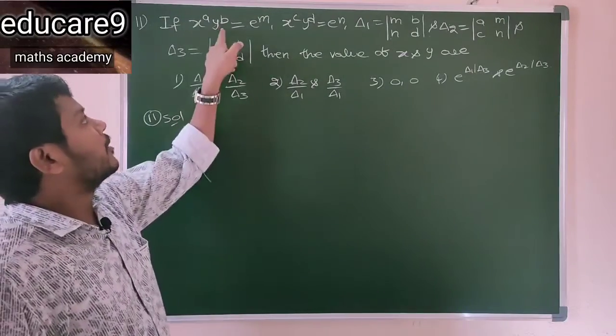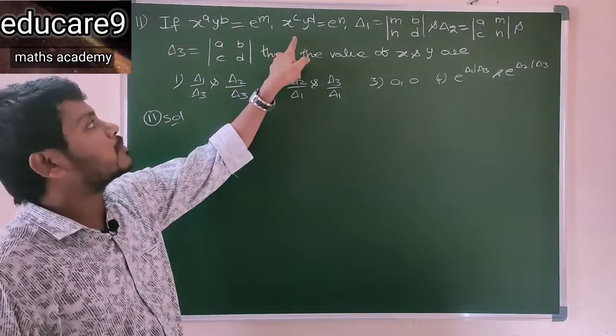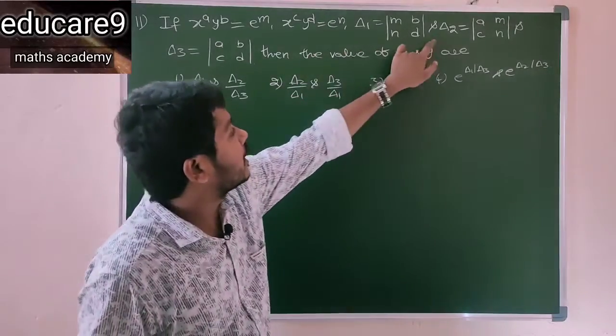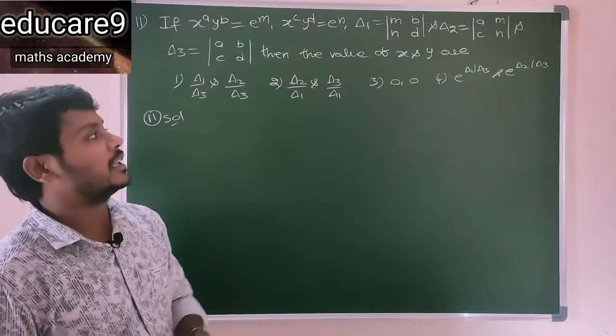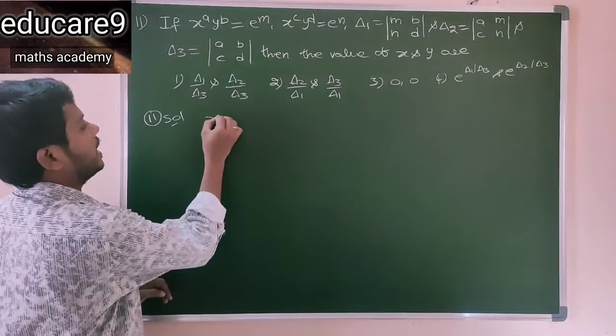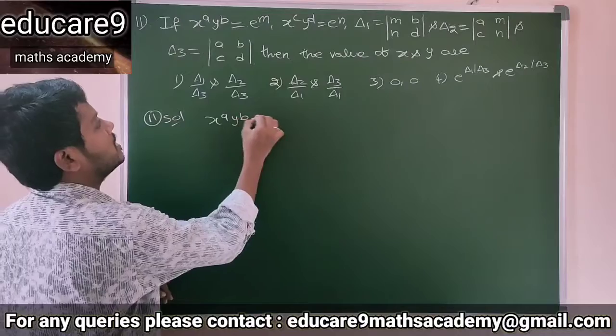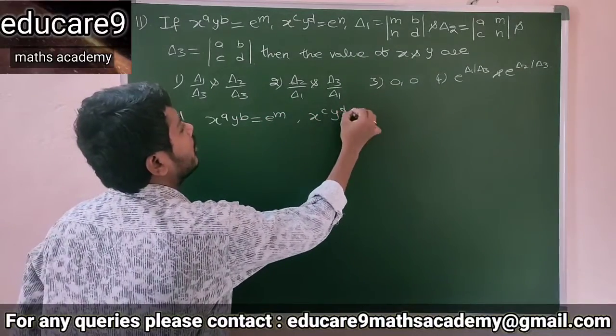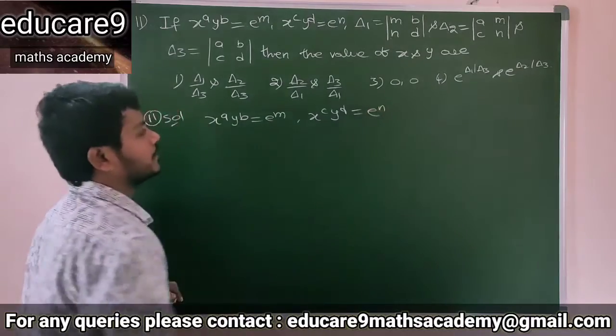Here x power a, y power b is e power m, x power c, y power d is e power n, and delta 1, delta 2, delta 3 is given. Then the values of x and y are. So given x power a, y power b is equal to e to the power of m, x power c, y to the power of d is equal to e to the power of n.